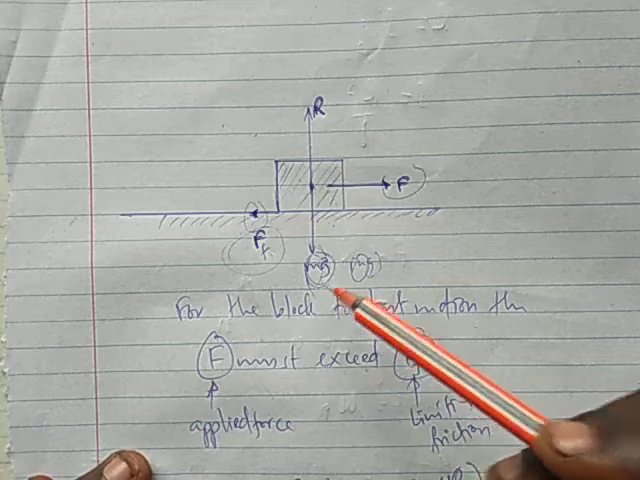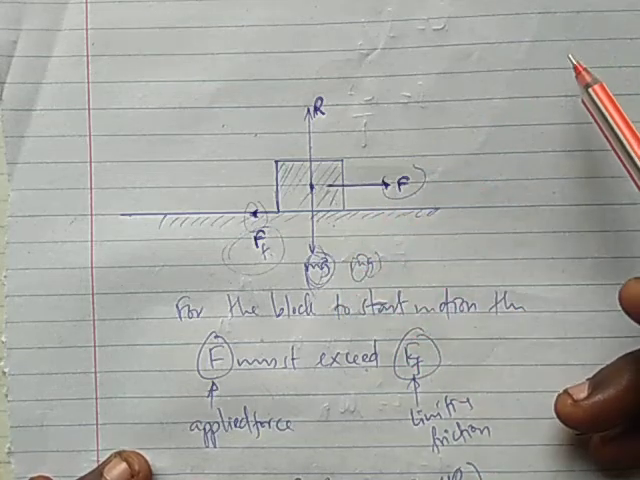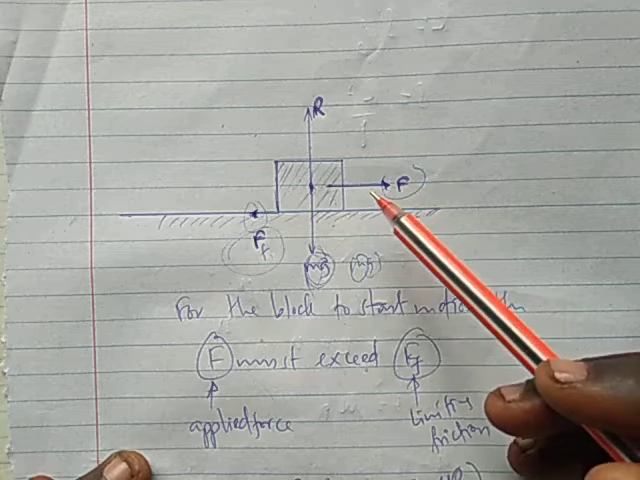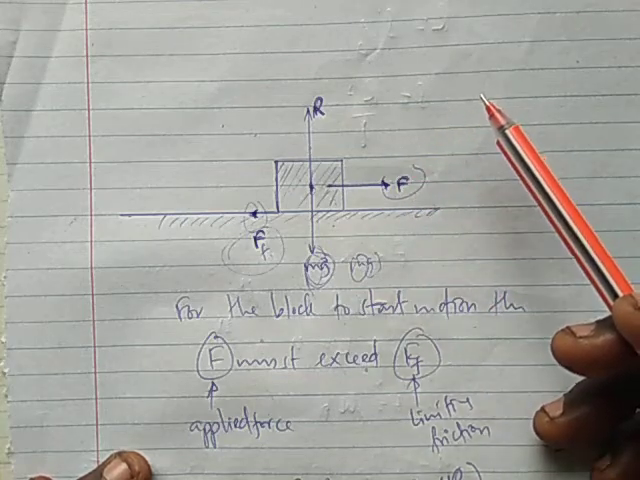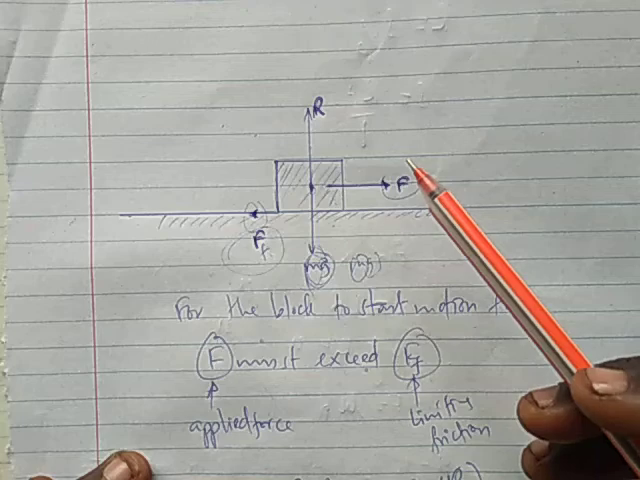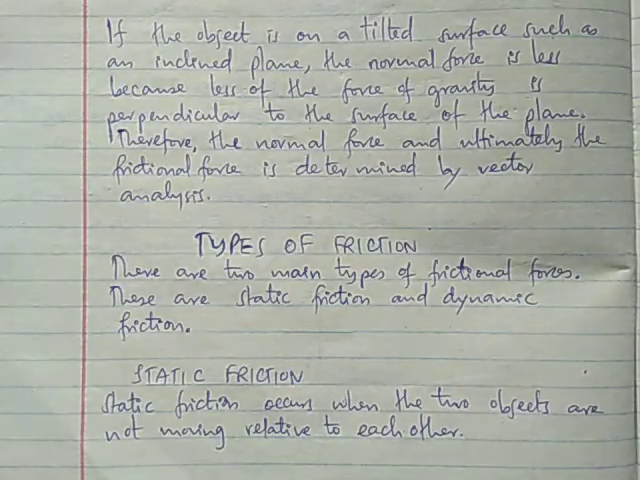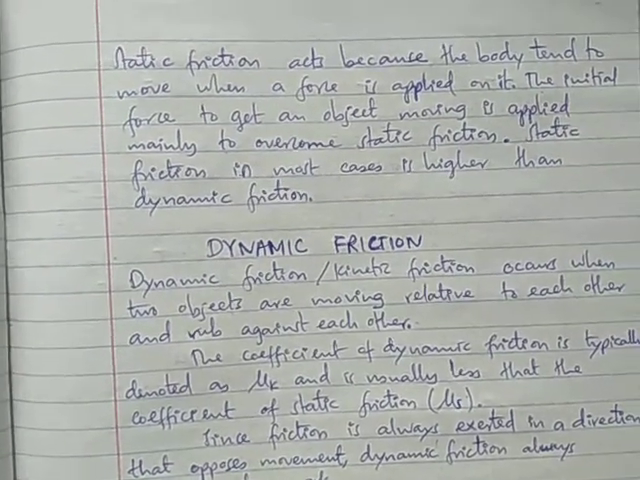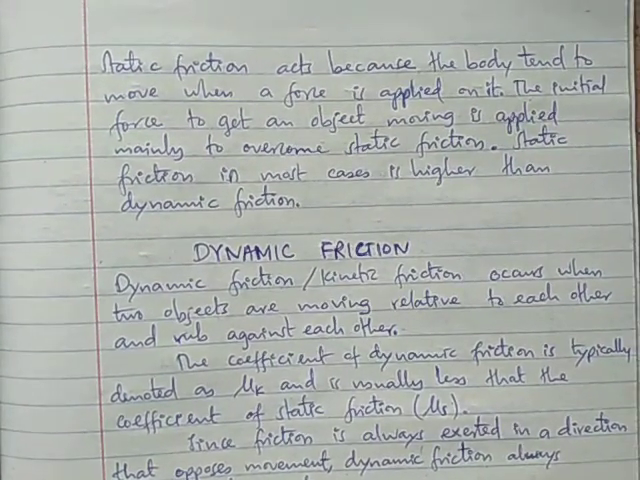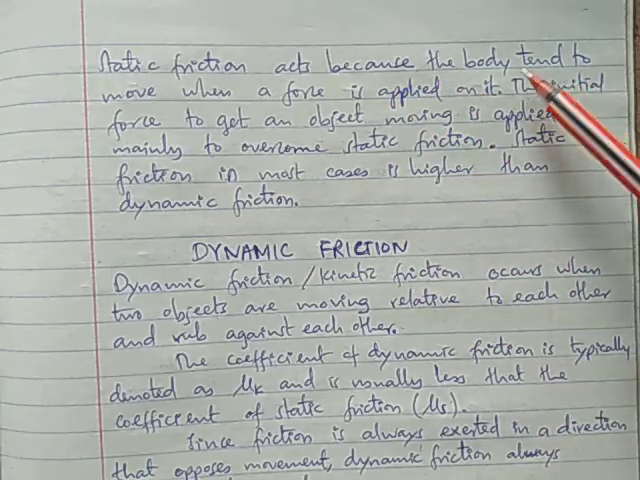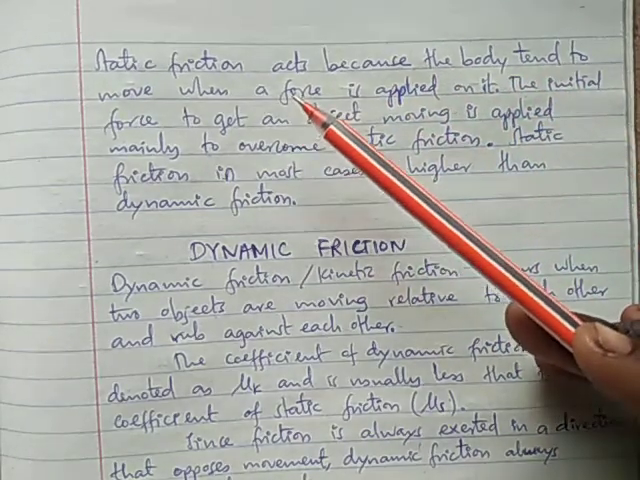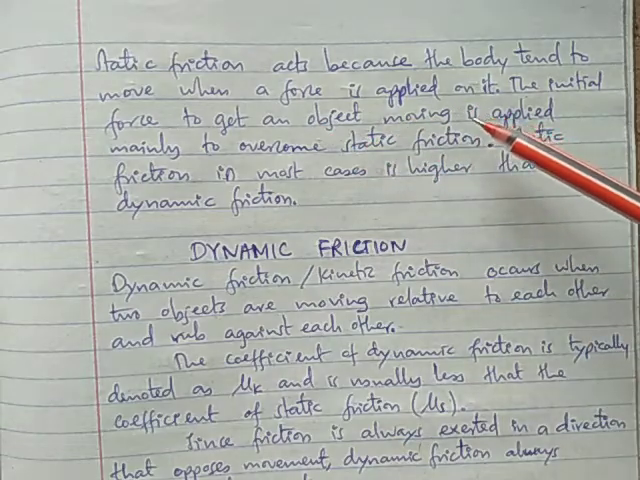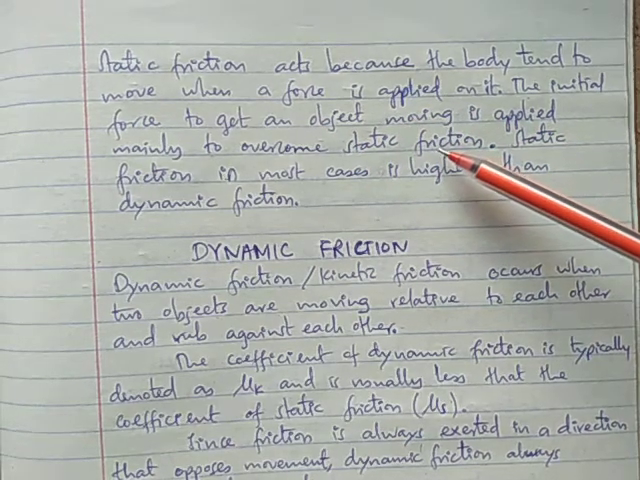While the force which opposes the body to continue with motion, imesha start ila ina oppose body to continue with motion, tayari ina move, that is dynamic or kinetic friction. So tuna static friction ambayo yenyewe ni body akiwa kwenye rest, and it acts because the body wants to start motion. So we are saying that static friction acts because the body tends to move when a force is applied on it.